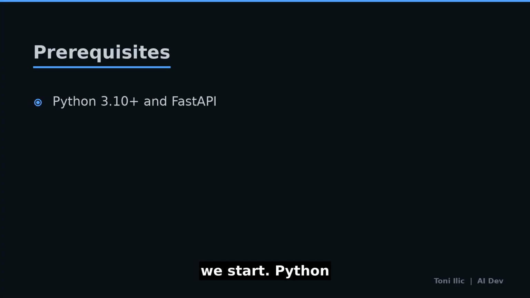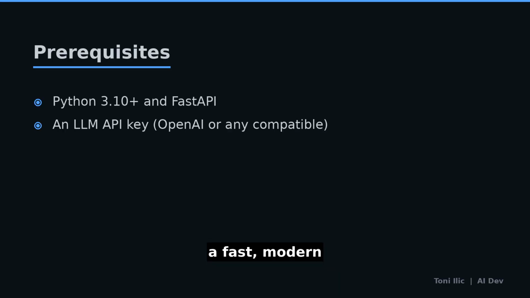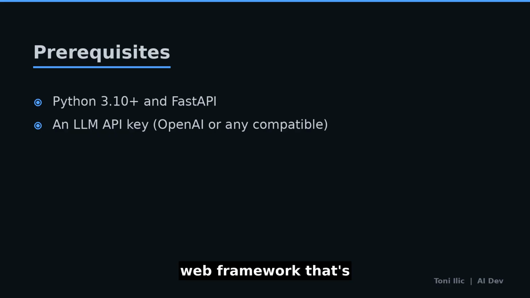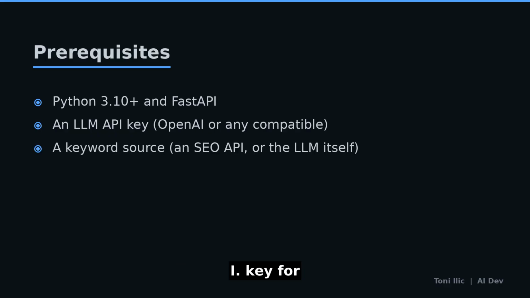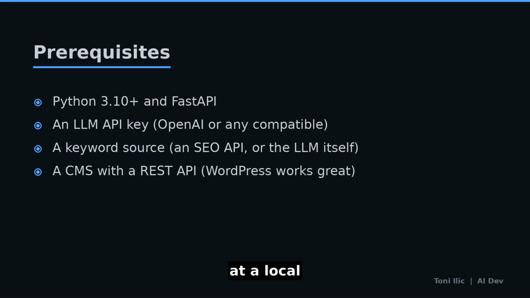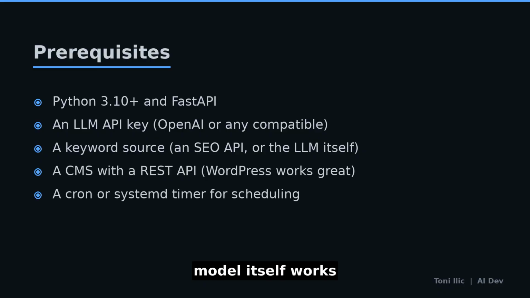You'll need a few things before we start. Python 3.10 or newer, with FastAPI, which is a fast, modern web framework that's perfect for this. An API key for a language model, OpenAI, or any compatible provider, and you can even point it at a local model. A source of keywords. To start, the language model itself works fine, and later you can plug in a dedicated SEO API for real search volume and difficulty numbers.